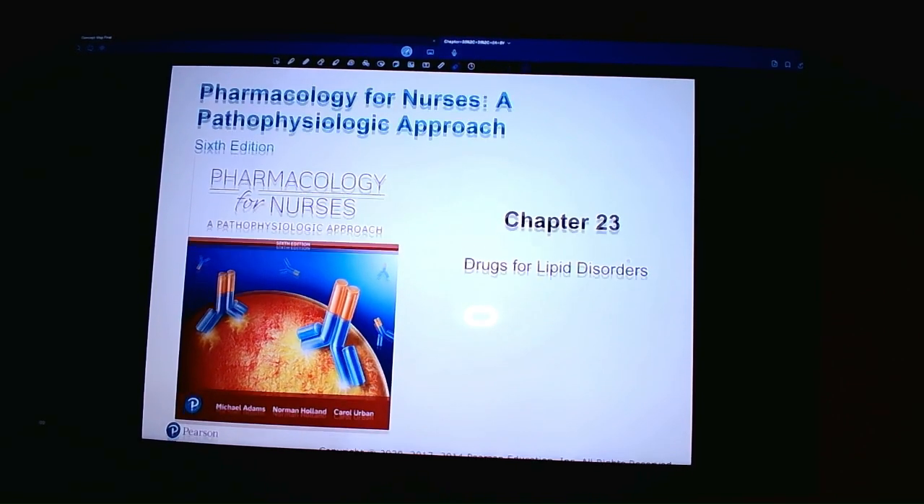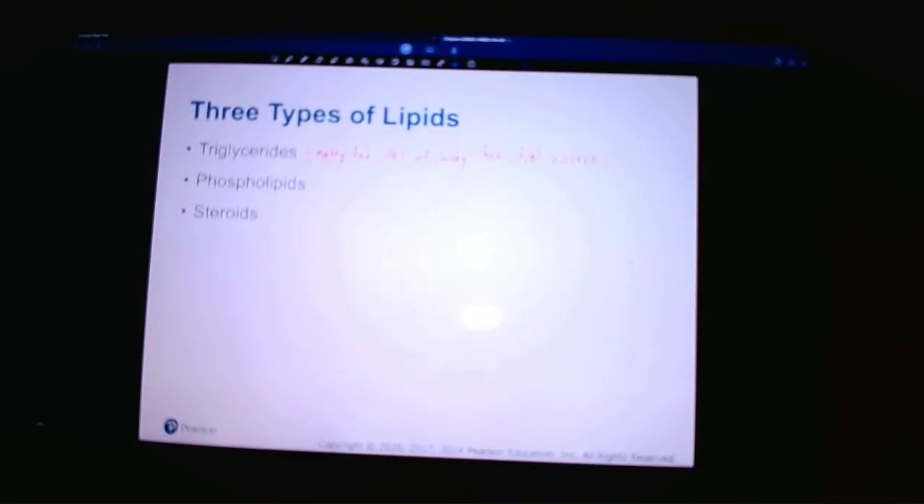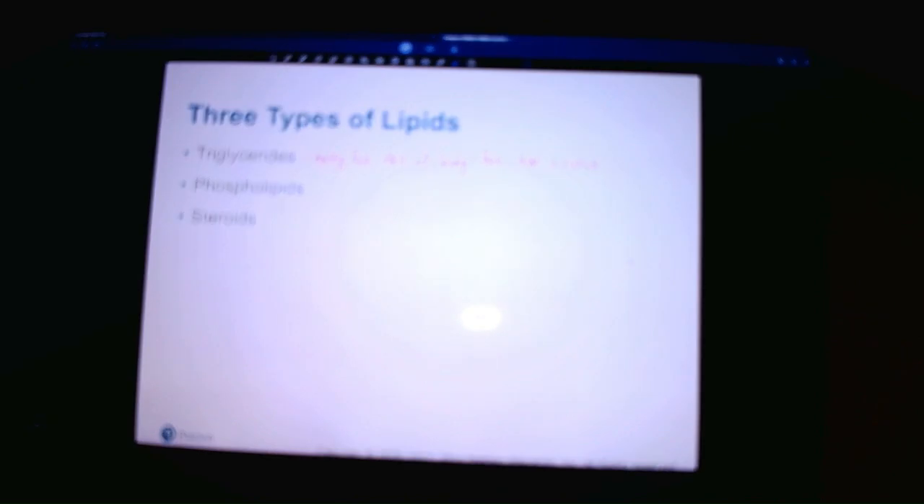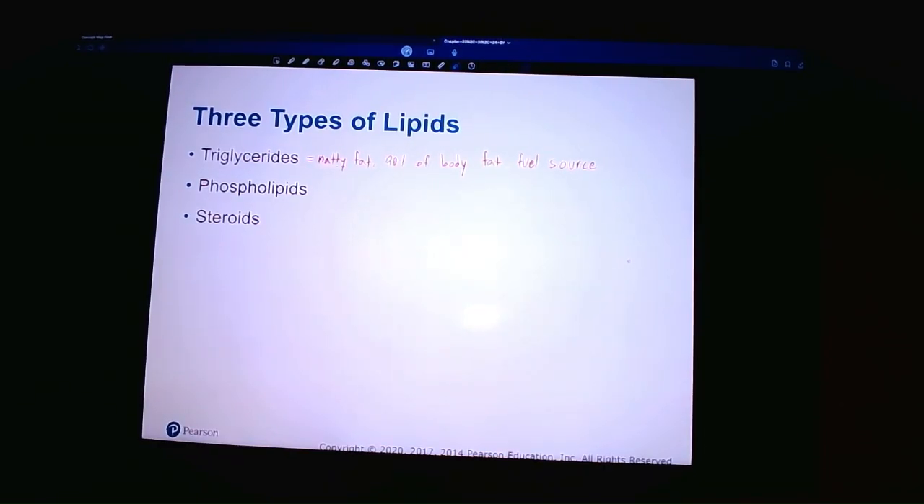So we'll be covering lipids, right? For the most part, whatever notes you guys see that look like they were written really fast, that's because I was writing from the time the professor was saying things, just to catch whatever she says.